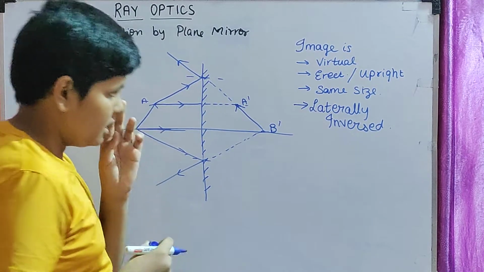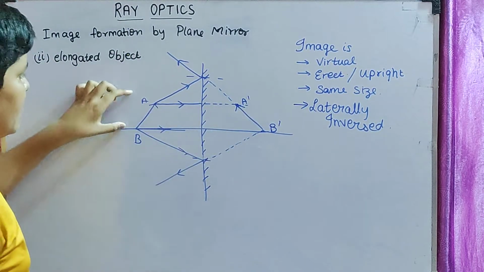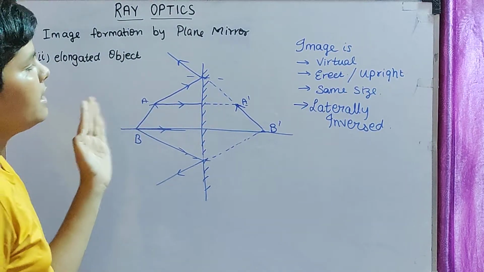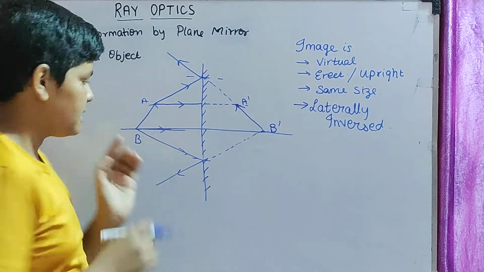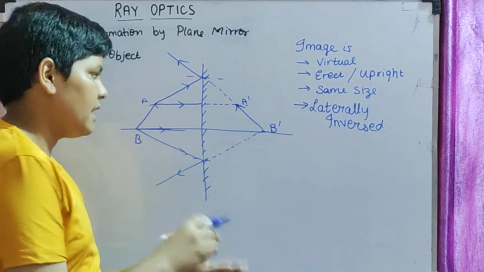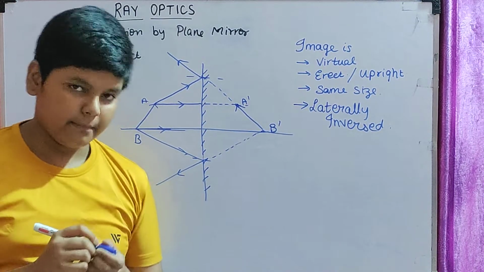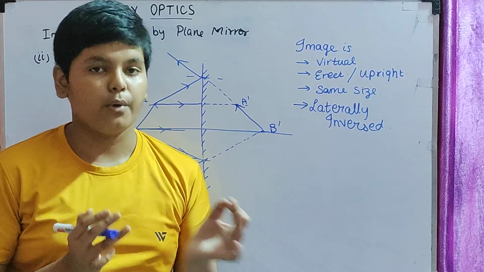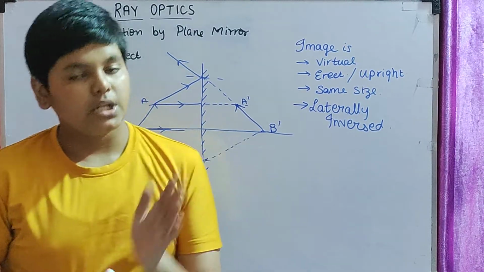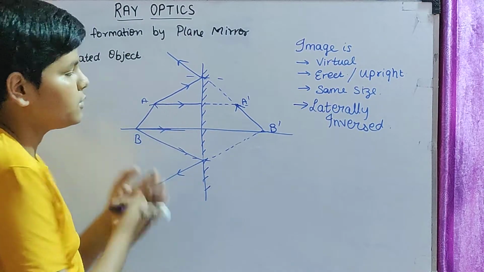The image is virtual, it is erect or upright. See, it is virtual, it is erect, it means it is upright only. It is of the same size like this. It is laterally inversed. It means that the left is right and right is left. So this was about image formation by plane mirrors. So we had 3 cases. The first was a point object, the second was elongated, and the third was elongated but with a direction. We have a direction over here.